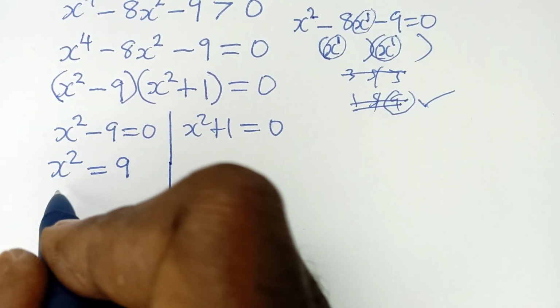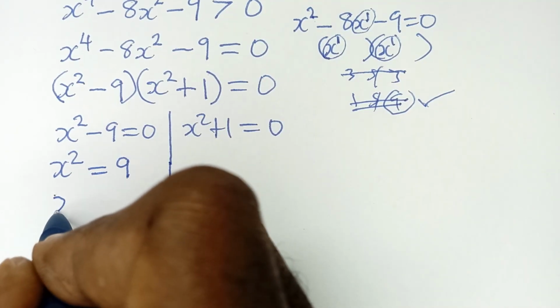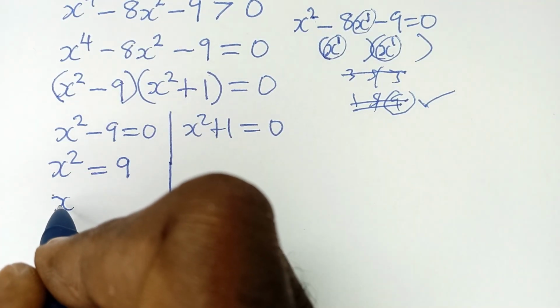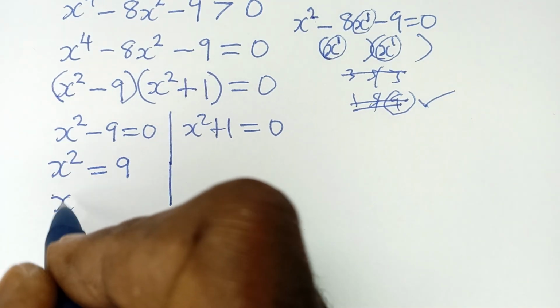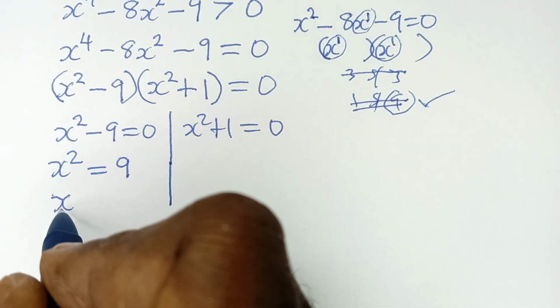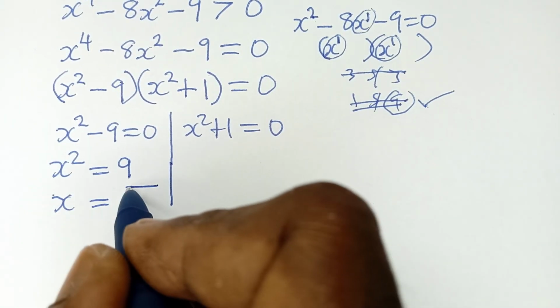So for us to get x now, we're going to take the square root of both sides in order to remove this square. So the square root of x squared will give us x. Don't forget, the square root of a squared term will simply give you the term without the square. So the square root of x squared is x and is equal to the square root of 9.